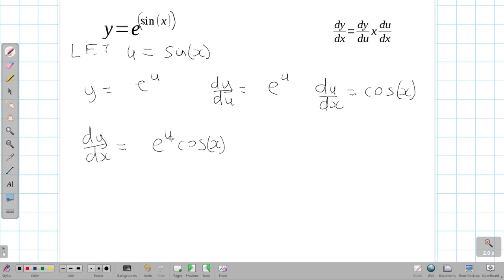Okay. Again, u makes no sense, so we have to sub back in for u. We know that u is sine x, so we have e to the sine x times the cos of x. And that's that one done.